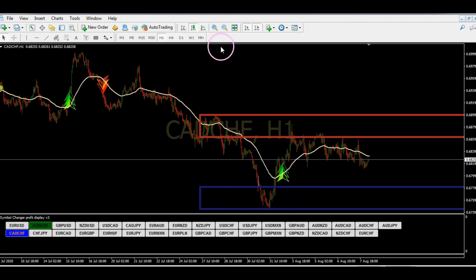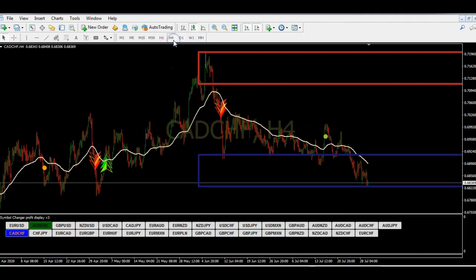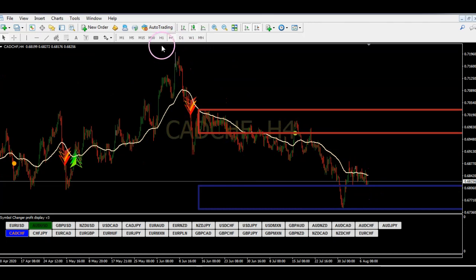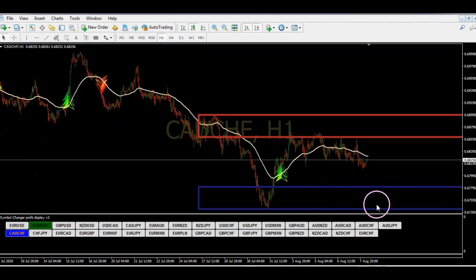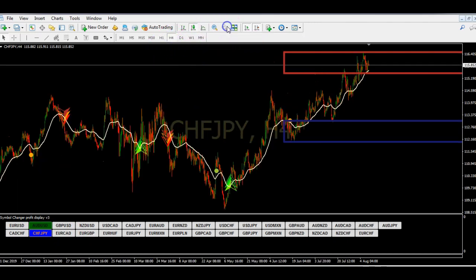CAD/CHF, it's an uptrend. Looks like we're doing a big pullback. I like that one. If we get, oh, that's an hour right there. That's kind of risky on that one, so we're going to leave it alone. CHF/JPY, we have it on the sell zone. What is this? This is an uptrend in the sell zone.